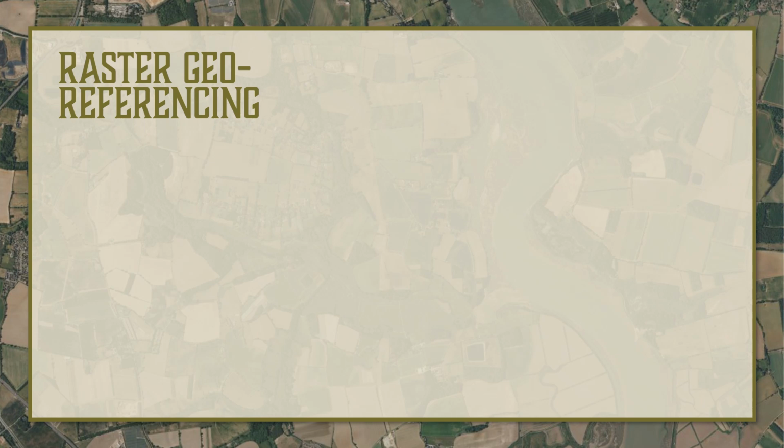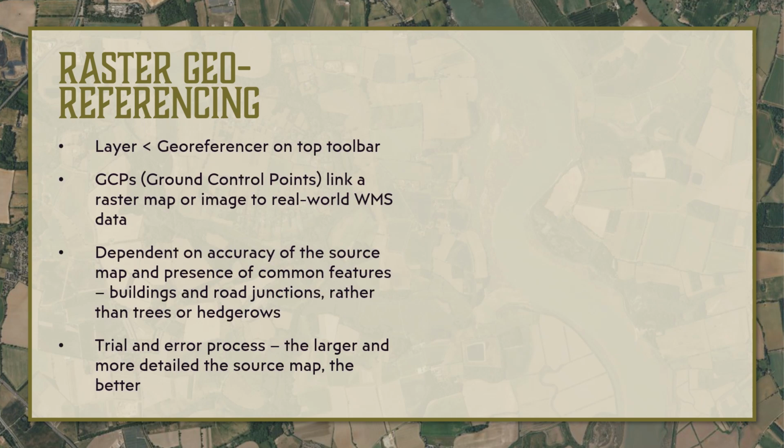Another important feature of QGIS is georeferencing. To do this, you go to Layer on the top toolbar, and there's a georeferencer option, and it comes up with this pop-up. In order to georeference, you need to have ground control points, which link a raster map or image to real-world WMS data. Generally, the more GCPs you can put down, the better. But sometimes it can be misleading. If you put them all in one area, it tends to warp the projection too much to one side.